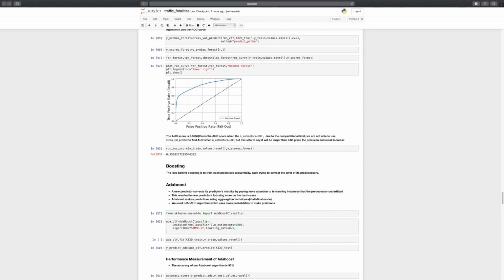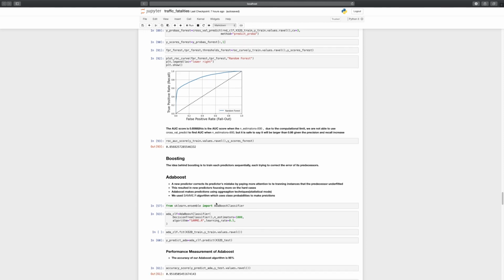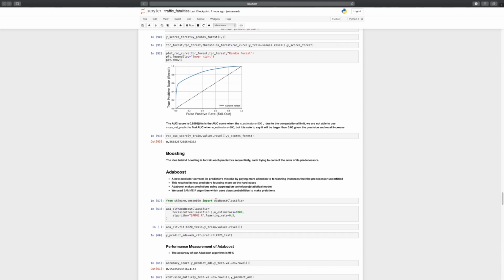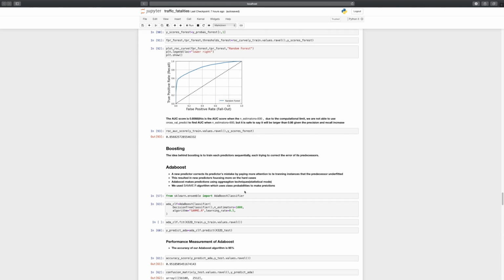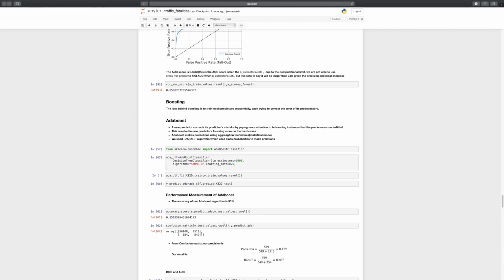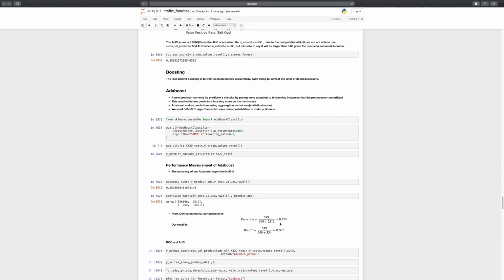AdaBoost tries to correct its predecessor's mistakes by paying more attention to the training instances that its predecessors predicted incorrectly, where the predecessors underfitted. This allows the booster to correct the mistakes that its predecessors made. We used the SAMME.R algorithm, which uses class probabilities to make predictions. Let's see our performance measurement.